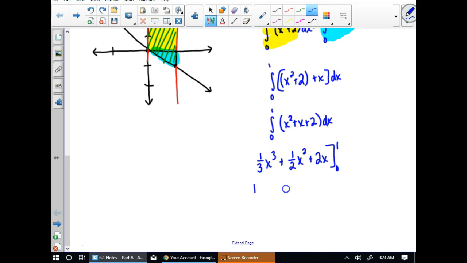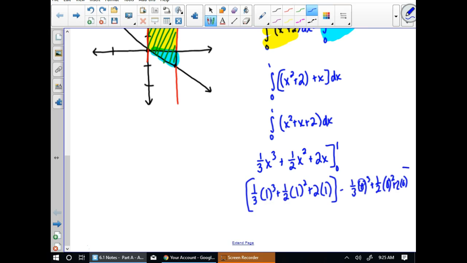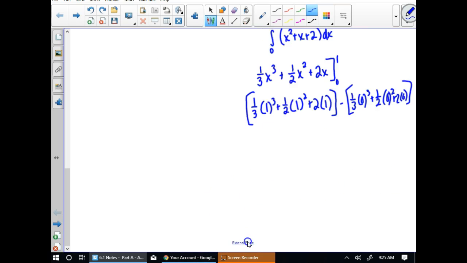And so we'll have 1/3 times 1 to the third plus 1/2 times 1 squared plus 2 times 1, minus 1/3 times 0 to the third plus 1/2 times 0 squared plus 2 times 0. But if you want to, go ahead and put just a 0 there. So really we've got 1/3 plus 1/2 plus 2. They usually give you fractions. They usually leave the answers just fractions here.